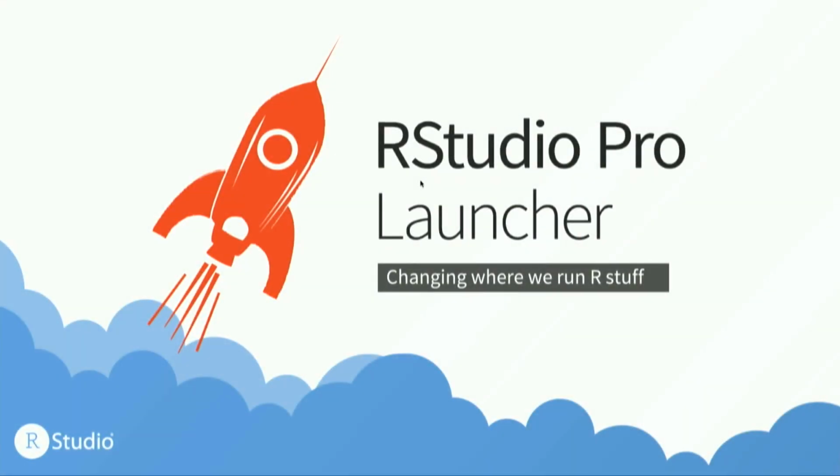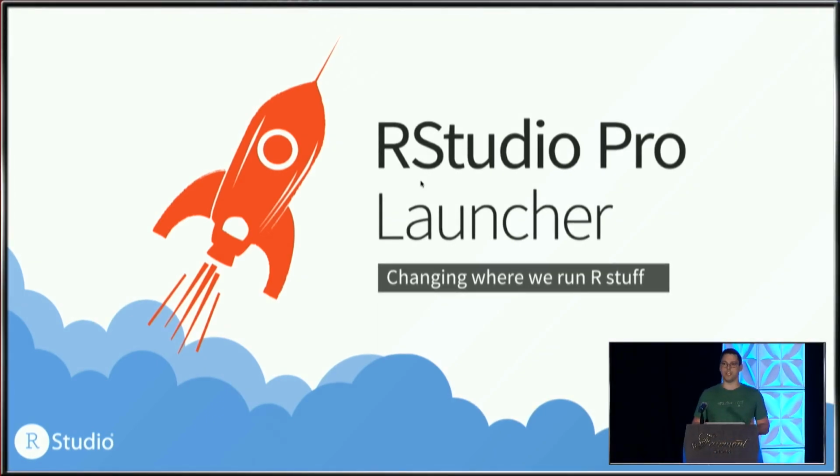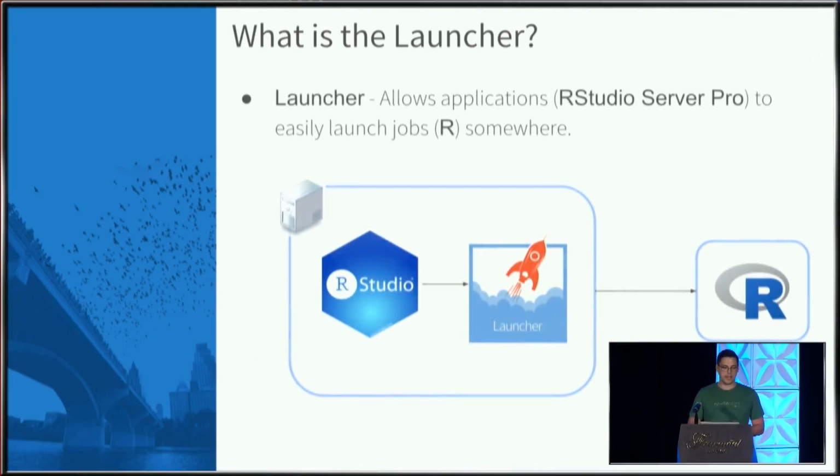I'm going to be talking about the RStudio Pro launcher and how this can help change where we run our stuff. So what is the launcher? The launcher will allow applications, in this case RStudio Server Pro, to easily launch jobs, in this case our jobs, somewhere. Now this sounds pretty simple, but it opens up some interesting use cases. I'd like to show you some of the cool things it allows you to do.